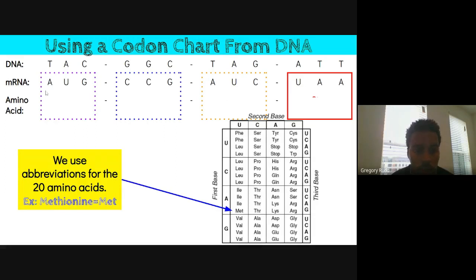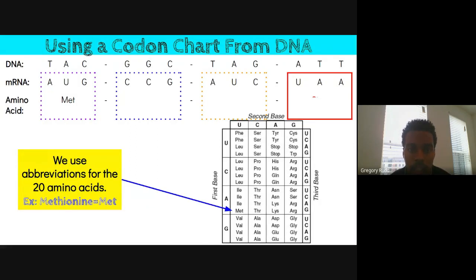Let's start with this first one. AUG, what does that give us? Methionine, yeah. MET. Now, fun fact, almost all of these polypeptide chains will begin with AUG. They'll begin with methionine. Methionine is considered the start amino acid. AUG is considered the start codon. That's not universal, but that's what often will happen.